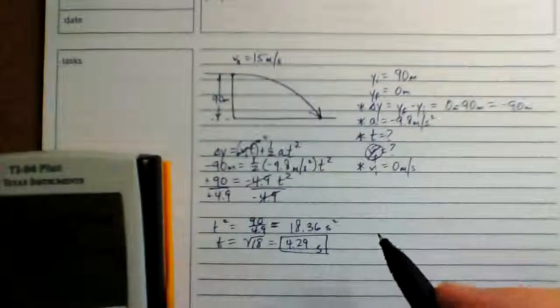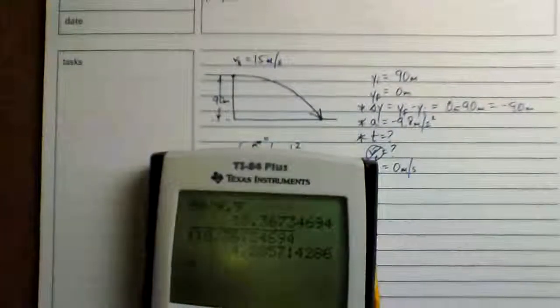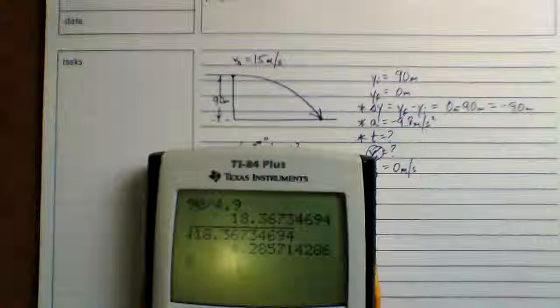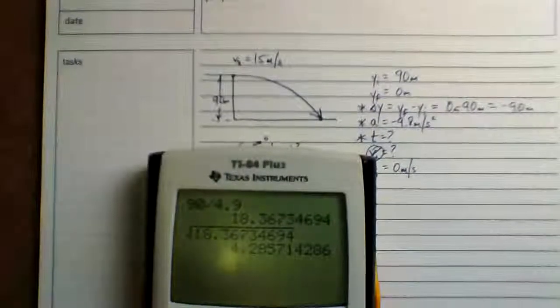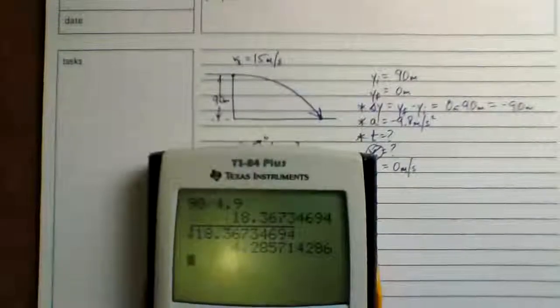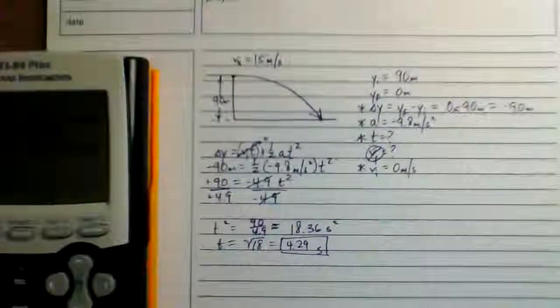All right, so this is part A. I went ahead and threw these in the calculator. 90 divided by 4.9 gives me 18.37. When I take the square root of that, I find that time is equal to 4.29 seconds. So I went ahead and put that in here.